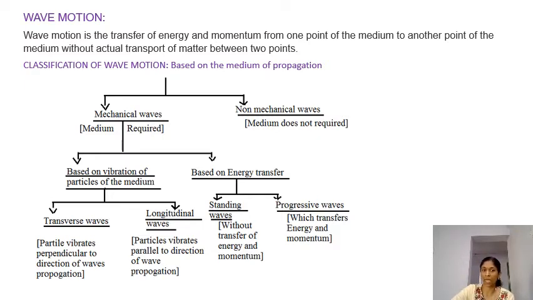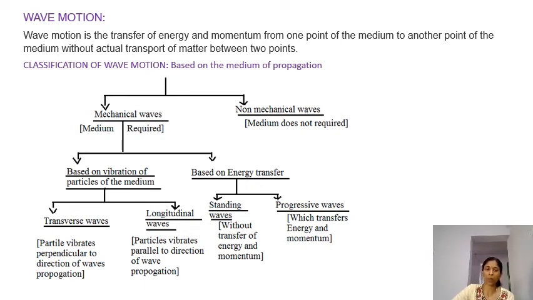Mechanical waves are classified into two types. One is based on the vibration of the particles in the medium, and the next is based on the energy transfer. Based on the vibration of the particles, mechanical waves are classified into transverse waves and longitudinal waves. Based on the energy transfer, mechanical waves are classified into standing waves and progressive waves. In this class, we are going to deal with transverse waves and longitudinal waves. In the forthcoming class, we are going to see what standing waves and progressive waves are in detail, and the wave equations for the standing wave and the progressive wave.